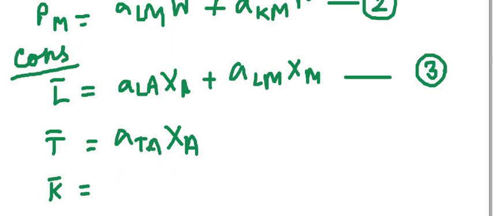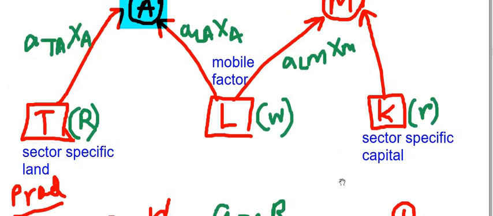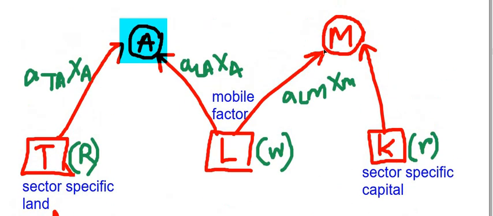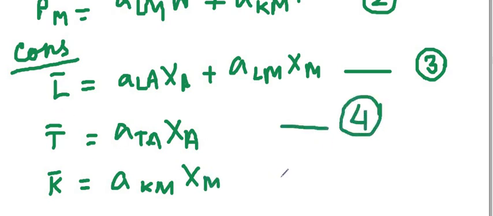Similarly, you have one for capital. Similar to the land feature, you also have the capital, which is sector specific to the manufacturing sector, which means the entire capital is being used by the manufacturing sector, and that is why in the K term you have just one equation, which is AKMXM. Let me just write it properly, AKMXM. So the land equation gives you the fourth equation and the capital equation gives you the fifth equation.